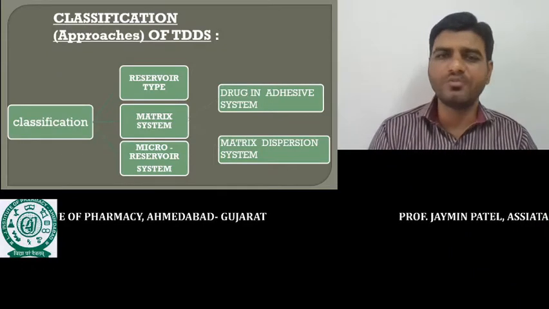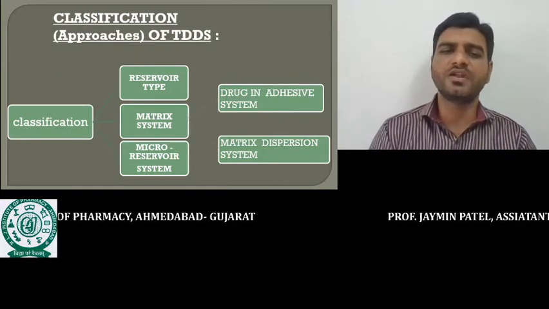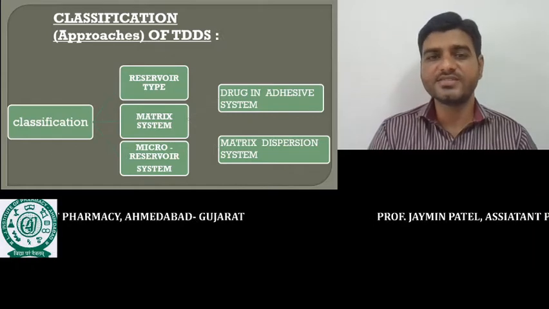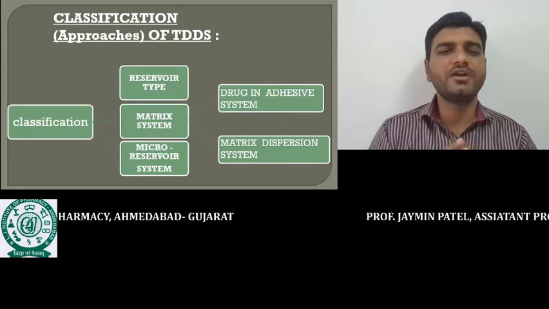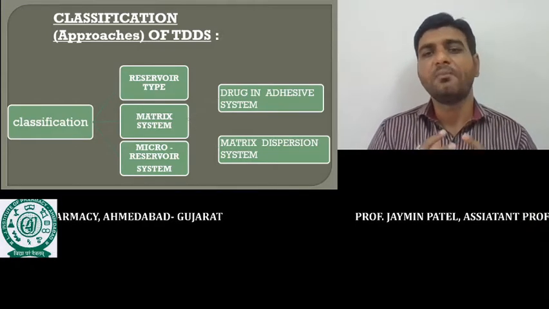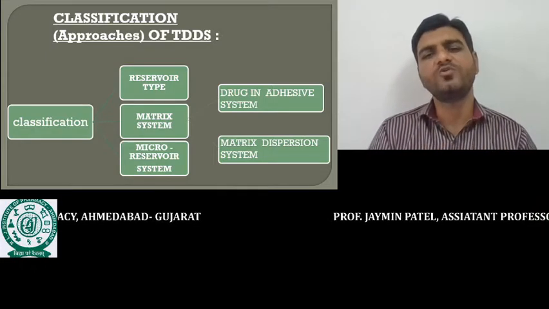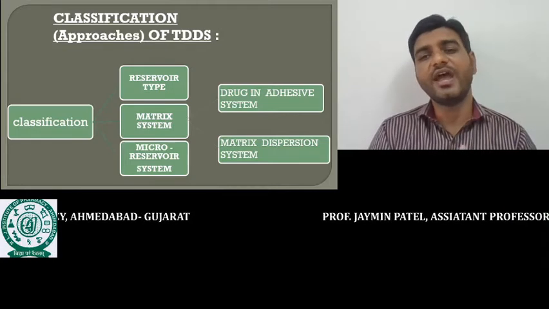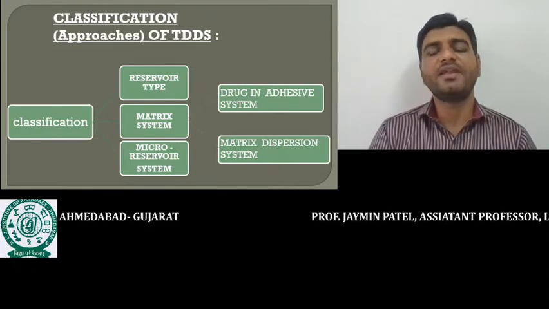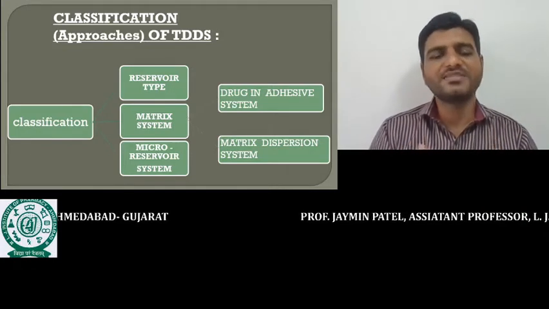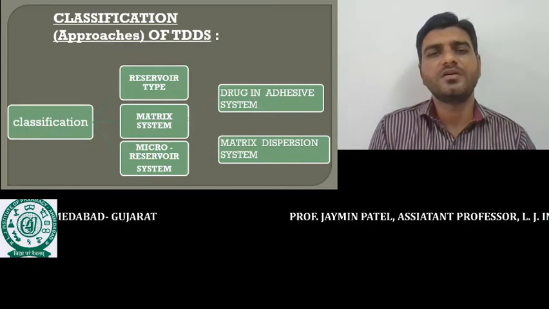If we talk about the approaches, the classification of the transdermal drug delivery system, there are mainly three classes: the reservoir type, the matrix type, and the micro reservoir type. The matrix type again has two types: the drug-in-adhesive system, and the matrix dispersion system. By these approaches we can prepare the transdermal film.